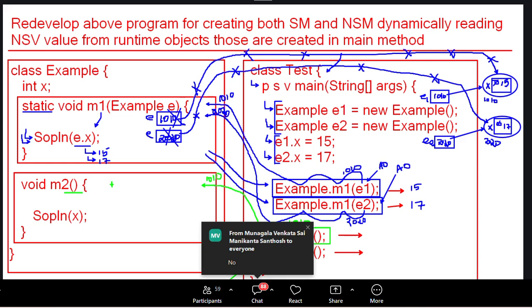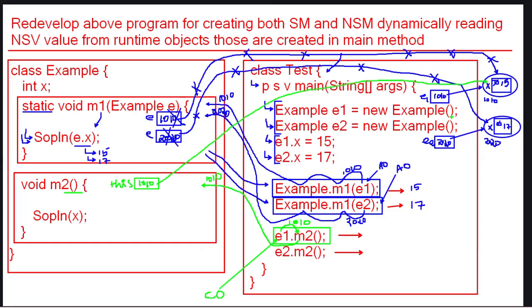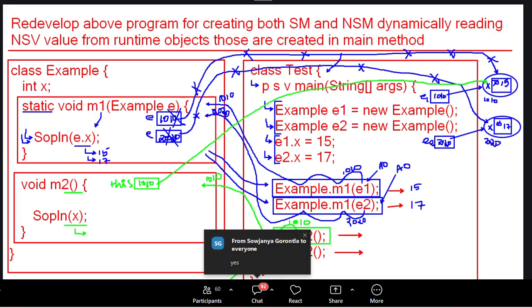Here do you have any parameter? An implicit parameter is there. What is the parameter? This. Now this memory is created with reference what? 1010. And now what happened? Now from the M2 method, this variable is pointing to the 1010 object. Tell me, in the M1 method E dot, in the M2 method this dot, both are the same or not? Yes. Okay. Now the X variable is read from the 1010 object. What is the output? 15. You got output 15.